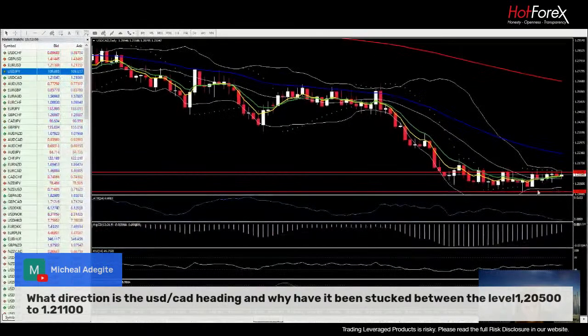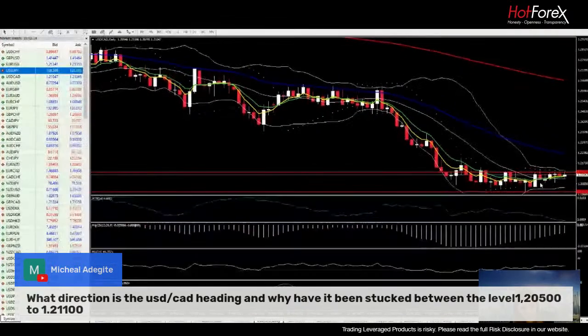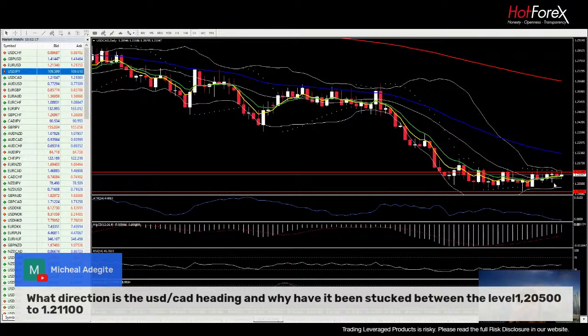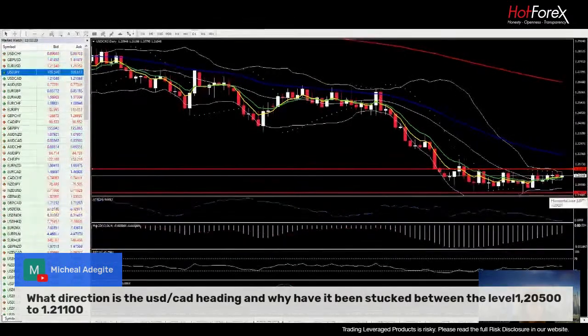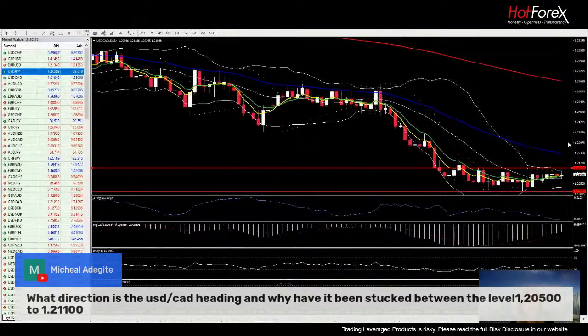Actually, dollar CAD has entered a range market, and you can see that this may continue because my Bollinger Bands over here are very close to each other, suggesting that there is still a lot of sideways movement. But keep an eye on 121.40 and 120. Only a breakout and a rejection of these levels could show us a final direction on dollar CAD and a confirmation that it has exited this range.